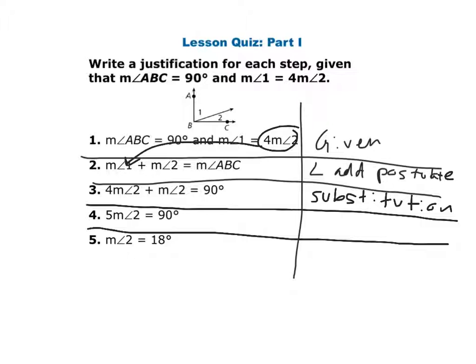Now we're combining like terms on the same side of the equation. Simplify. So when you're combining like terms on the same side of the equation, you're just simplifying. Now we have the measure of angle 2 is equal to 18. Division property of equality, because you're dividing by 5 on both sides.